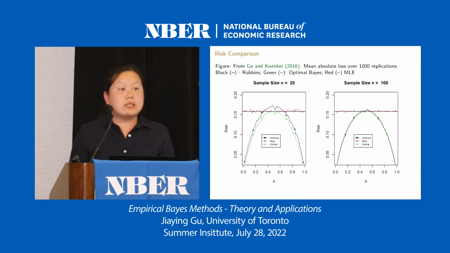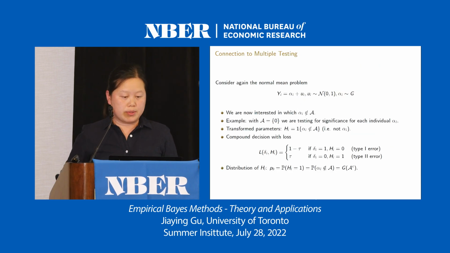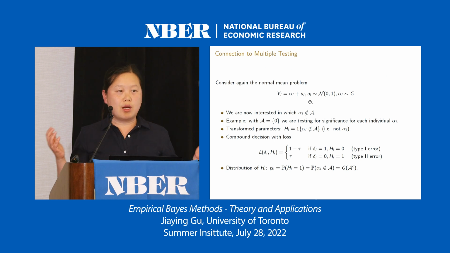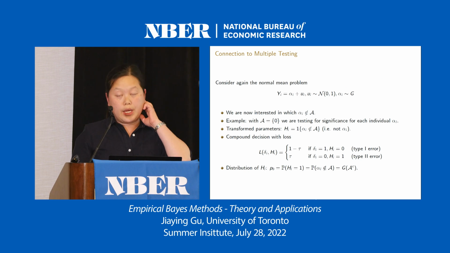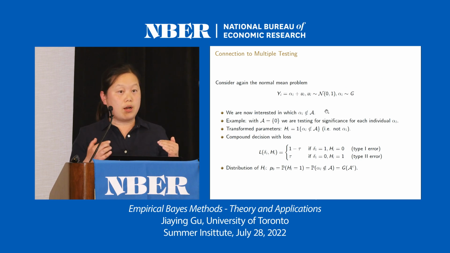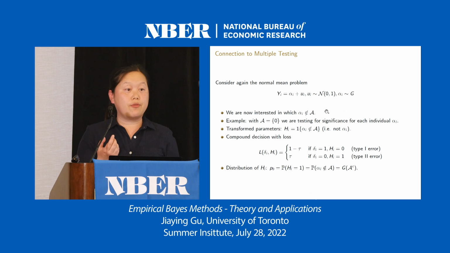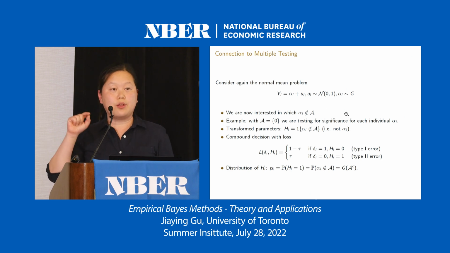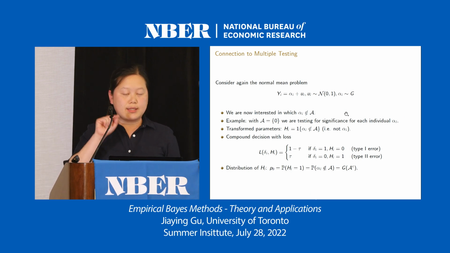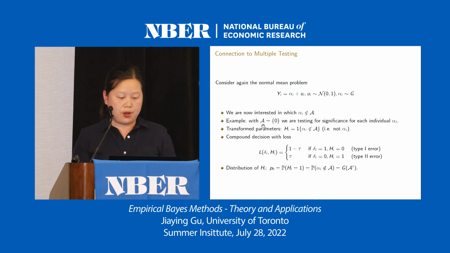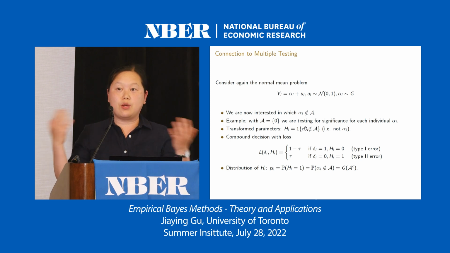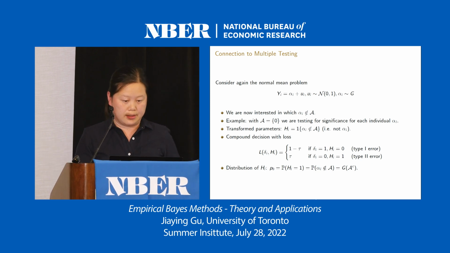And how does that simple Robbins compound decision problem connect to multiple testing? If I bring you back to the normal mean problem where alpha_i is again on the real line following some distribution g, our interest is no longer the vector of alpha, but we are interested to know which alpha_i does not belong to a set of values A. And if we set this set A to just contain the 0 value, we are testing for significance. We want to know who has alpha_i not equal to 0. That's just a testing context.